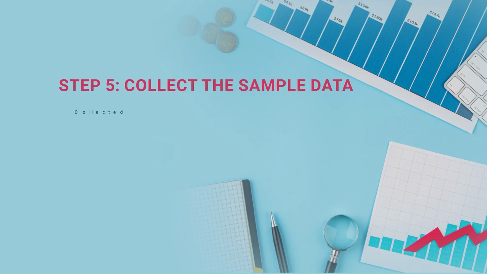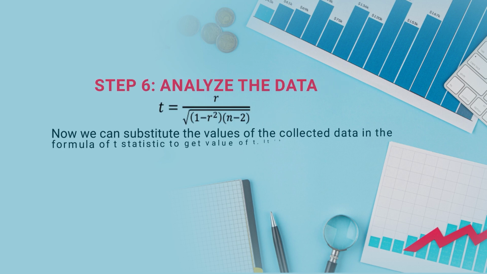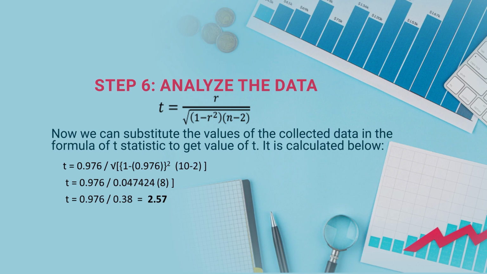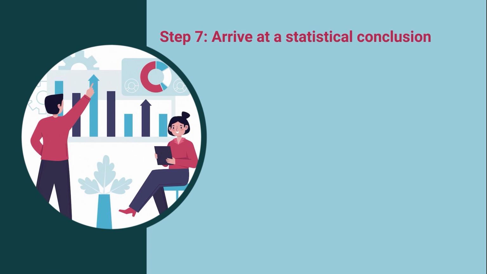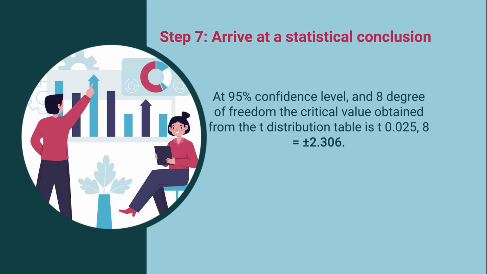The collected sample data is given in table 1, and we can get the value of t by putting these values in the formula. t is equal to R divided by the square root of (1 minus R square) divided by (n minus 2). By putting the values of R as 0.976 and n as 10, so n minus 2 is equal to 8, we get the value of t as 2.57. At the 95% confidence level and 8 degrees of freedom, the critical value obtained from the t distribution table is plus minus 2.306.